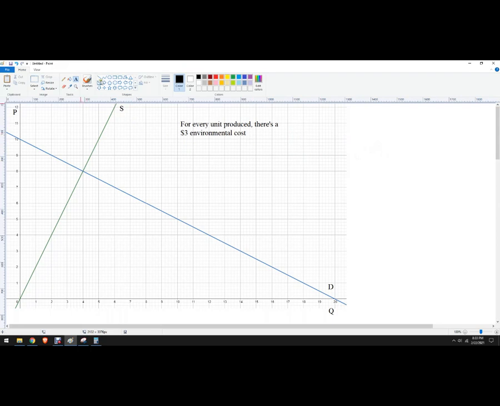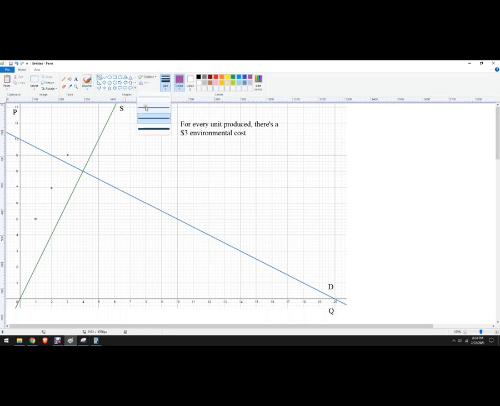So what that really means is, we'll do this in purple and go on the supply curve. When they produce 1 unit, instead of the internal cost being 2, we're going to go up to get the environmental cost. So 1, 2, 3. So we got a point right there. And then from 2 units, 1, 2, 3. And then from 3 units, 1, 2, 3.